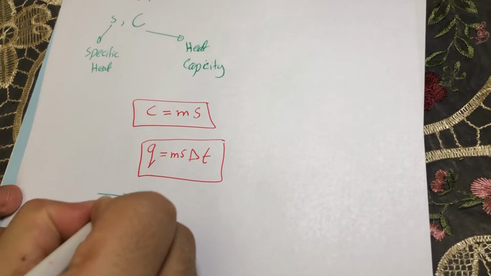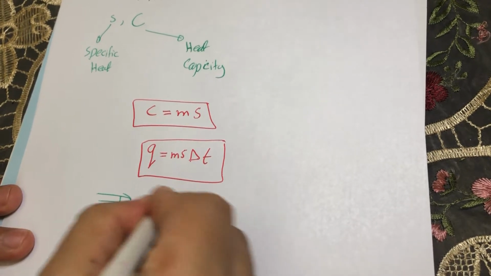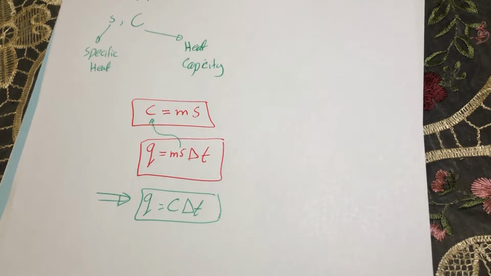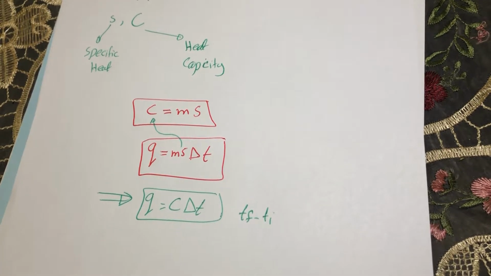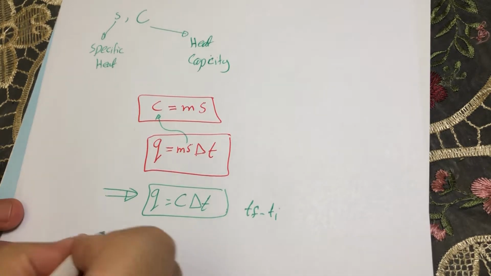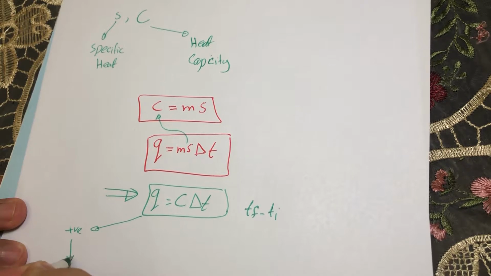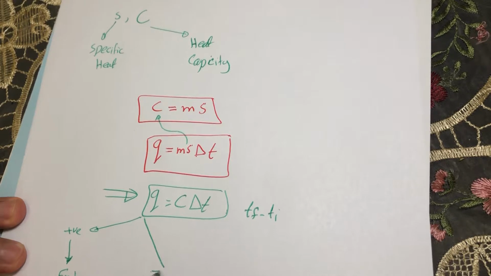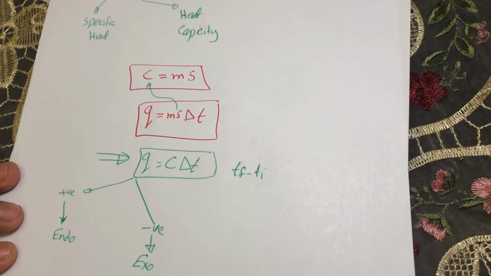Or we can write Q equals C delta T if we substitute C here. Where delta T is T final minus T initial. Q is positive for an endothermic process and Q is negative in an exothermic process.